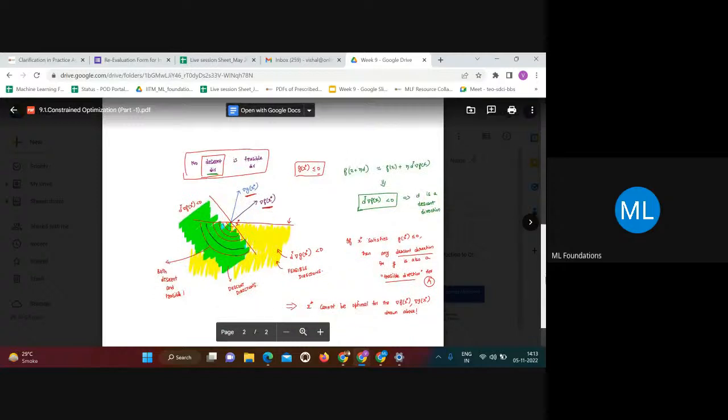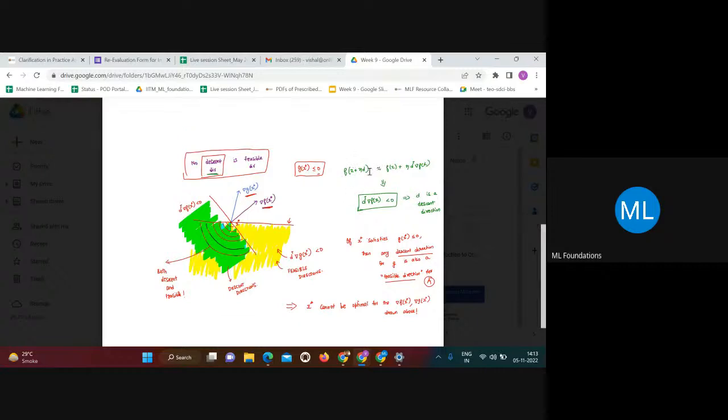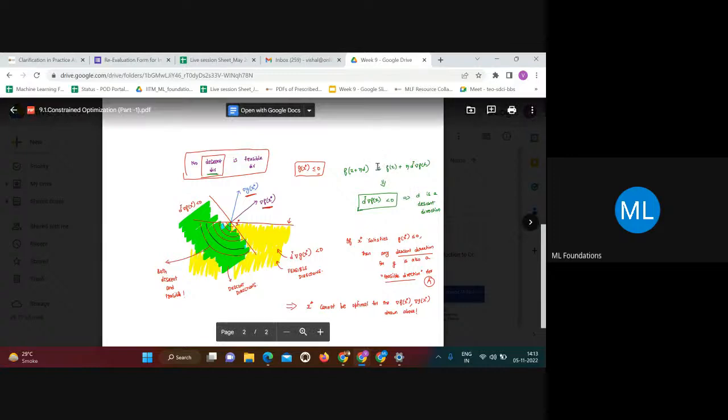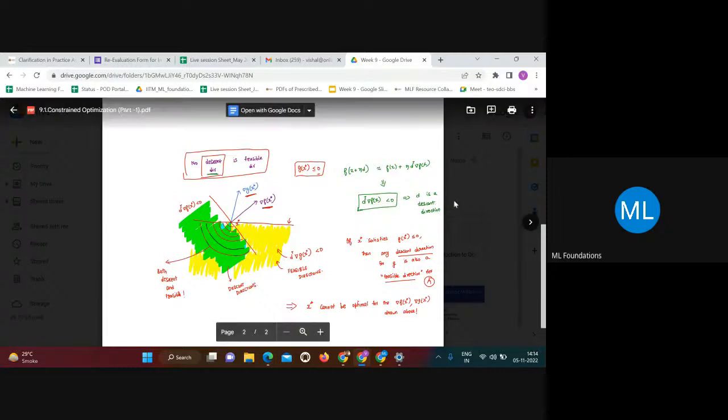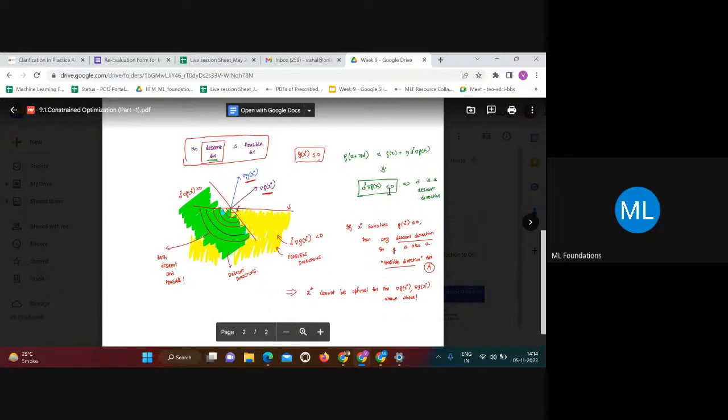For example, this is a basic Taylor series, f(x + eta d), that we generally use in gradient descent also. If you want this function to be lesser than the value f(x), then this term should be negative. So d transpose gradient of f(x) should be less than zero, and d is the descent direction, right? There is no confusion in this.